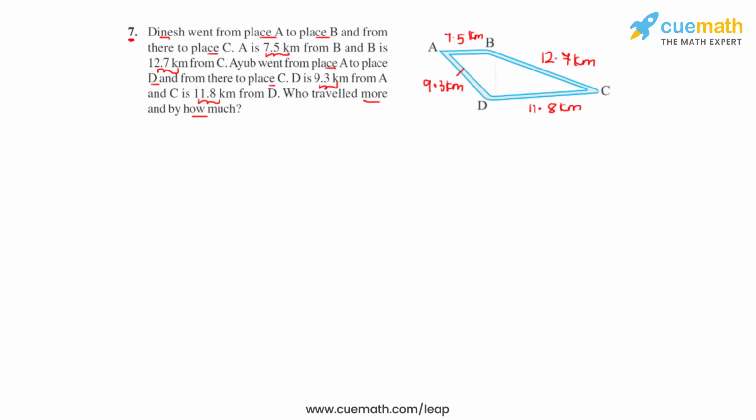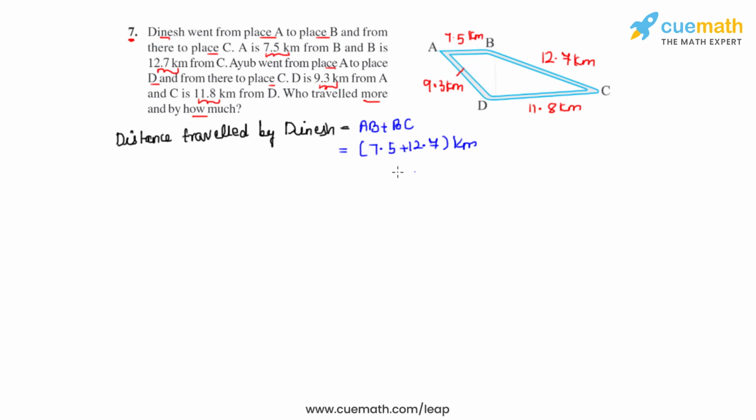So for that we'll first find out the total distance which is travelled by Dinesh. We'll write it as a sum of AB and BC. We'll substitute the values for both of these. So that is 7.5 plus 12.7 kilometers. Adding these two decimal numbers, we get the sum as 20.2 kilometers. This is the total distance which is travelled by Dinesh.